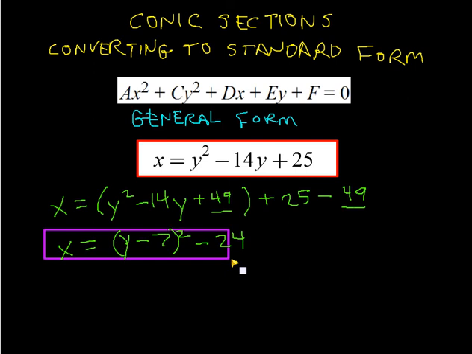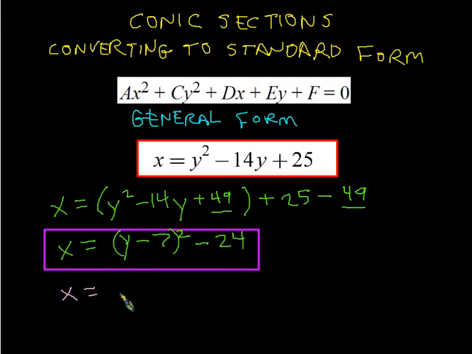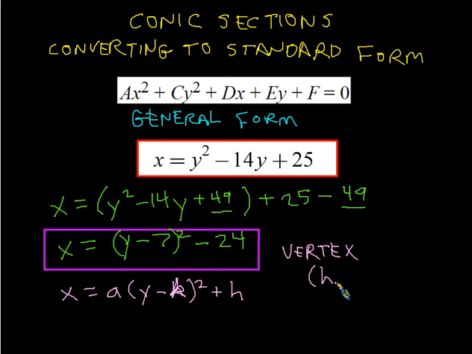This is called standard form. Now, there was a name that we used for this in the past. We called this vertex form. And I'm going to remind you of why that is. Because when we are looking at something like this, if we see x equals a times y minus k, and that is squared, plus h, if this is a parabola, and this is, we know that the vertex of the parabola is going to be at h, comma, k. So that's why we called this vertex form before.